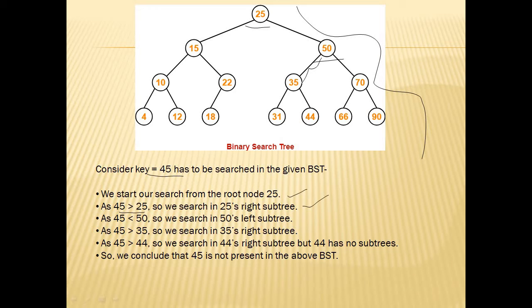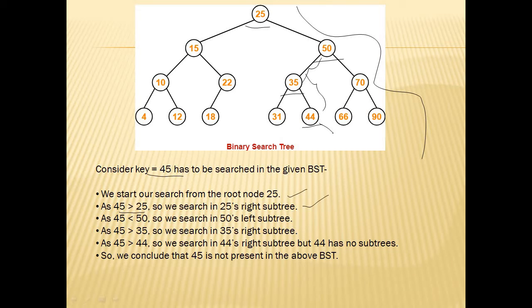So again, when it comes to the left hand side, 35 is there. 45 is greater than 35, which means there is a chance to get that element on the right hand side. On the right hand side we have the leaf node, that is 44. 45 is greater than 44, so there is a chance to get it on the right hand side, but we don't have any subtree and we reached the end. So the element is not found.